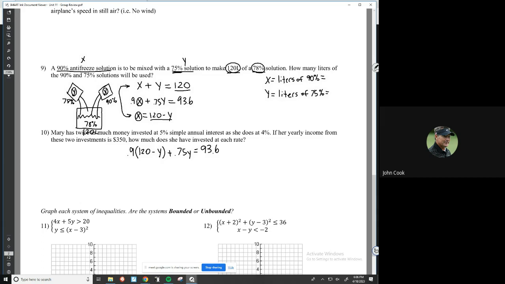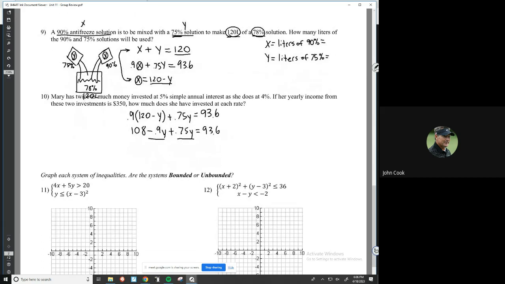Let's distribute the 0.9. I'd use my calculator for that. 0.9 times 120 is 108. So I get 108 minus 0.9Y plus 0.75Y equals 93.6. Then combine like terms. Negative 0.9Y plus 0.75Y. Well, 0.75 minus 0.9 is going to be negative 0.15Y. Then I have 108 equals 93.6. If I subtract 108 from both sides, let's see what we get. 93.6 minus 108, I would get negative 14.4.